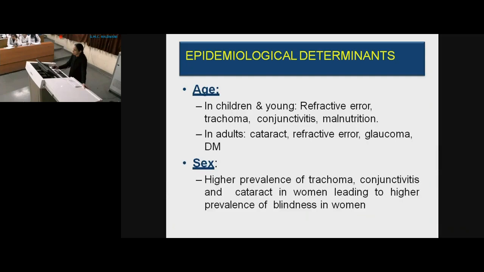So what are the determinants? What are the epidemiological determinants in causation of blindness? Age factor: in children and young age group, refractive error, trachoma, conjunctivitis, and malnutrition are the important causes of blindness. In adults, cataract, refractive error, glaucoma, and diabetes mellitus. Gender-wise, trachoma, conjunctivitis, and cataract are more prevalent in women as compared to men.